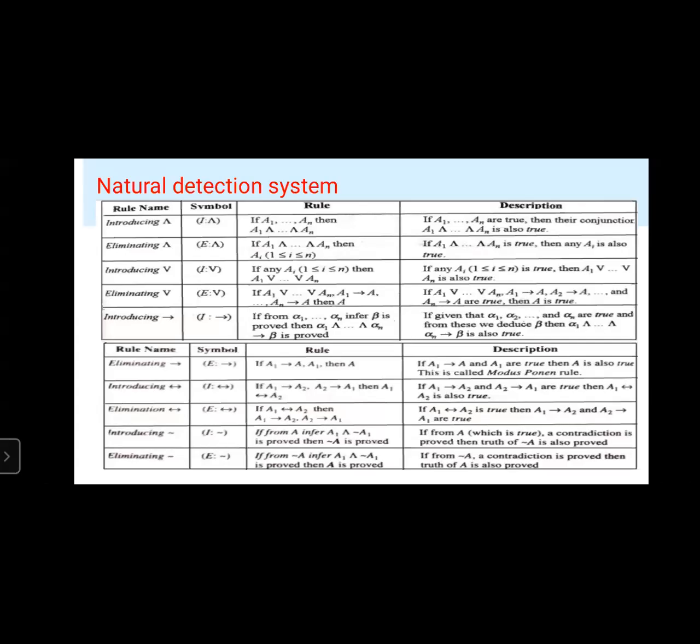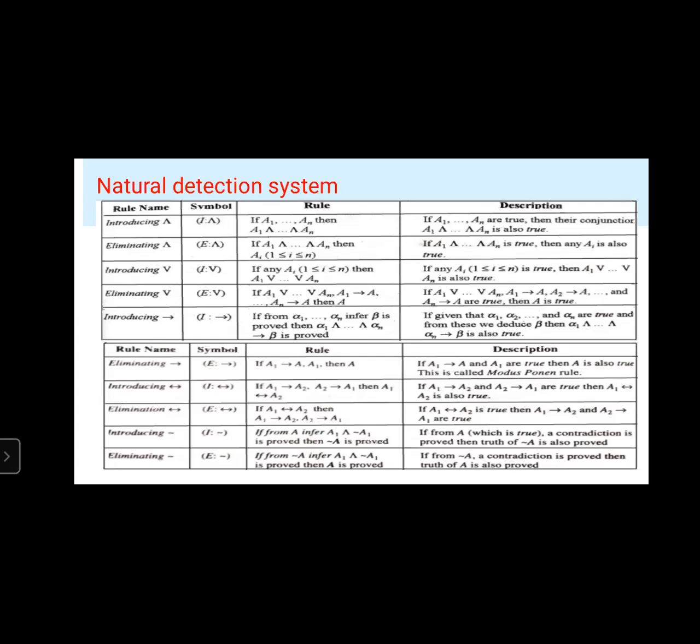Coming to rule number 2, eliminating and. We can represent it as E colon and. The rule here is: if A1 and A2 and so on up to AN, then AI, where 1 is less than or equal to I, which is less than or equal to N. The description of this rule is: if A1 and A2 and A3 and so on up to AN is true, if all these are true, then any AI is also true.